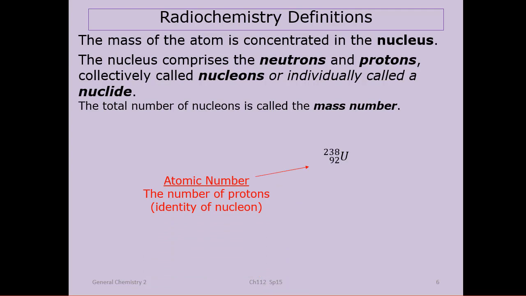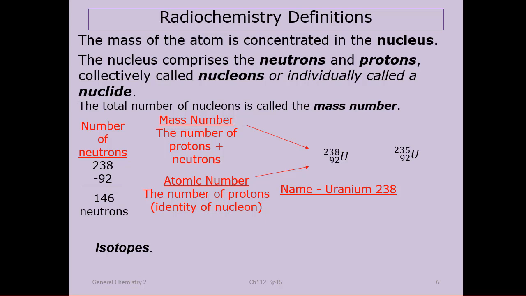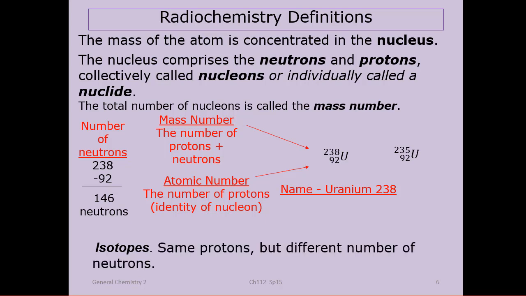When you look at a nuclear symbol, the bottom usually represents the number of protons. I'll show you a little variation on this in a minute. The top number identifies the mass number. That mass number is usually associated with the common name, so this particular one is uranium-238. If you wanted to find the number of neutrons, you would subtract the atomic number from the mass number. In this case, 238 minus 92 is 146 neutrons. You'll hear the term isotopes quite often, and that basically is where you have the same number of protons but a different number of neutrons.